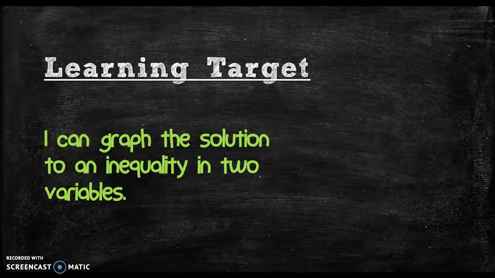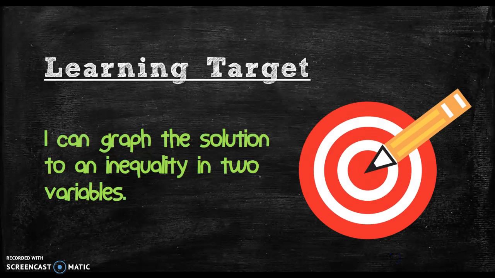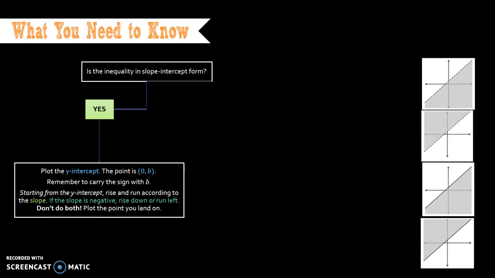Here's another learning target. I can graph the solution to an inequality in two variables. Here's what you need to know. We first need to determine if our inequality is in slope-intercept form. So that's the y equals mx plus b, but instead of the equal sign, we'll have an inequality symbol. If it is in that format, it's easy. We follow the same steps as if it was an equation.